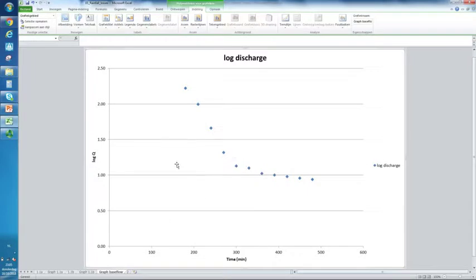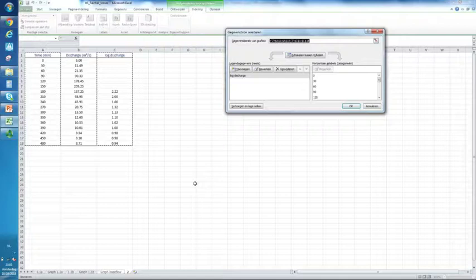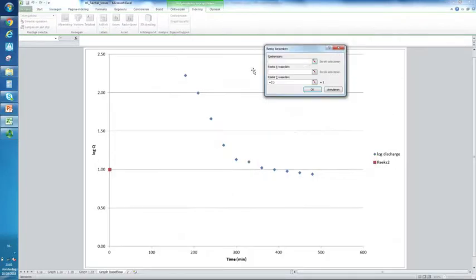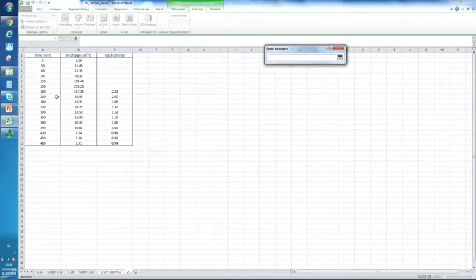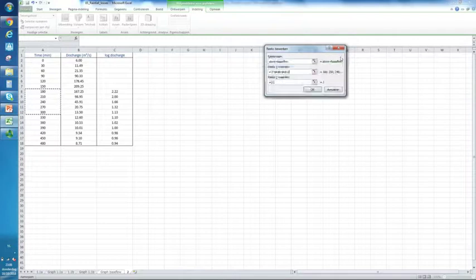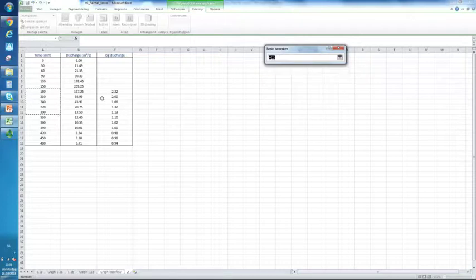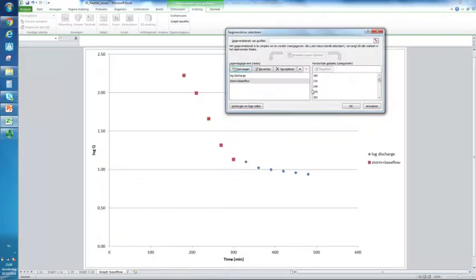Now let's select additional points. So let's split this data set up into two. Let's add one, which we will call storm plus base flow, and it goes until the point 300. So let's select the numbers that we need from here till 300. So these are the time values, and the corresponding logarithmic values are selected for the y-axis. So that's our first data set.